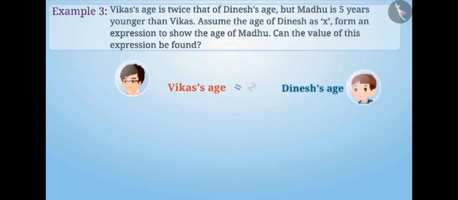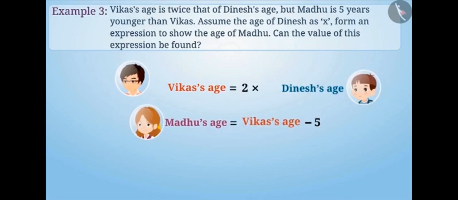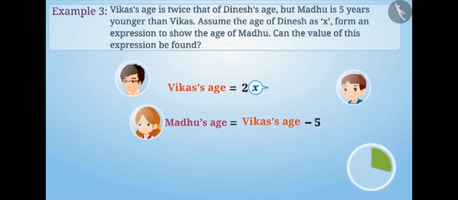It is very important to understand the given information for converting a statement into an expression. Here, Vikas is older because his age is twice the age of Dinesh, and Madhu is 5 years younger than him. If we consider the age of Dinesh as variable x, then the age of Vikas can be written as 2x. Now Madhu is 5 years younger than Vikas. So, can you tell the expression for Madhu's age? Pause the video and try to solve it.